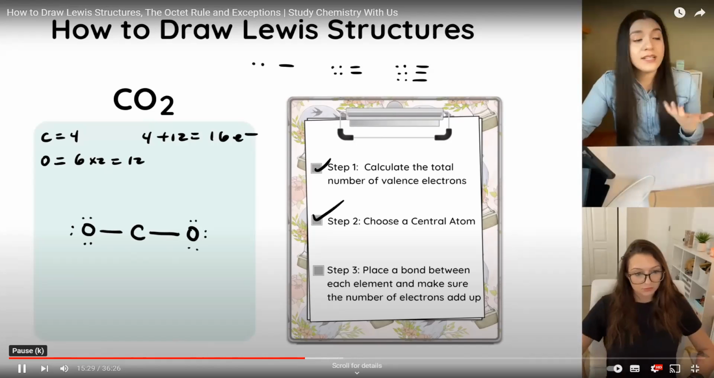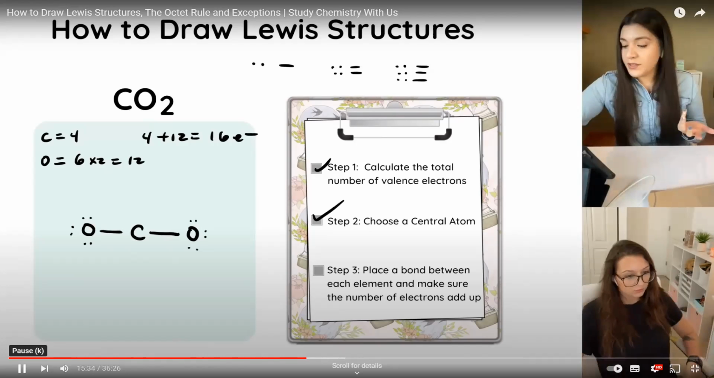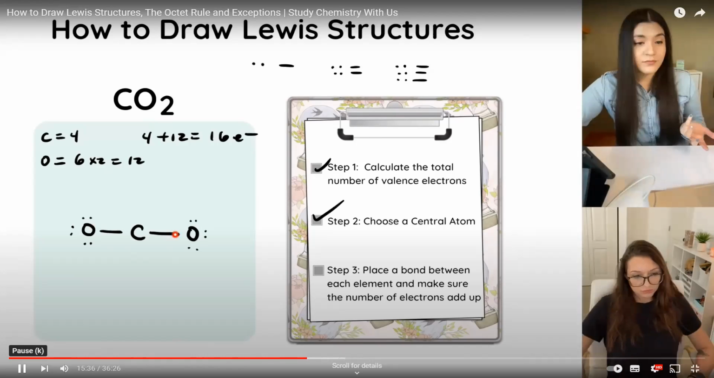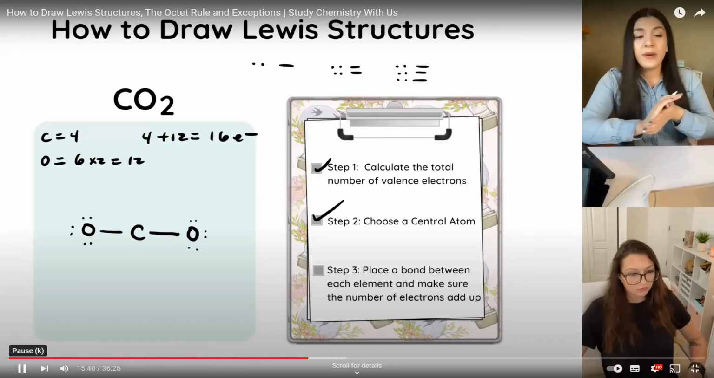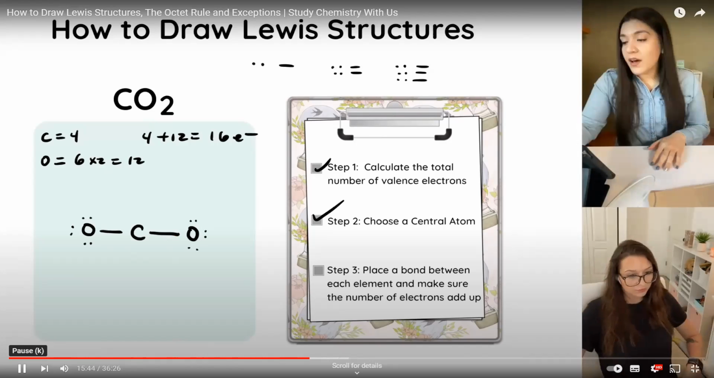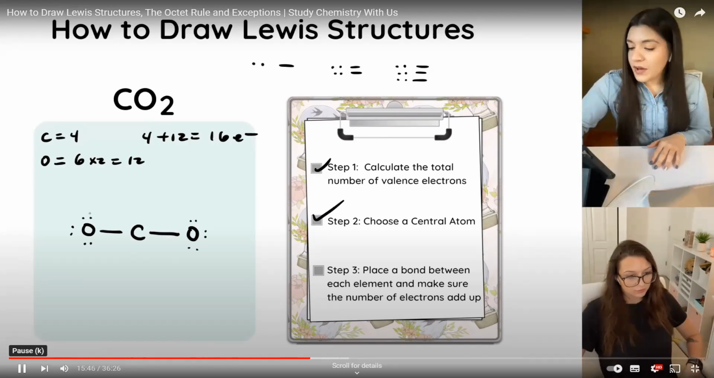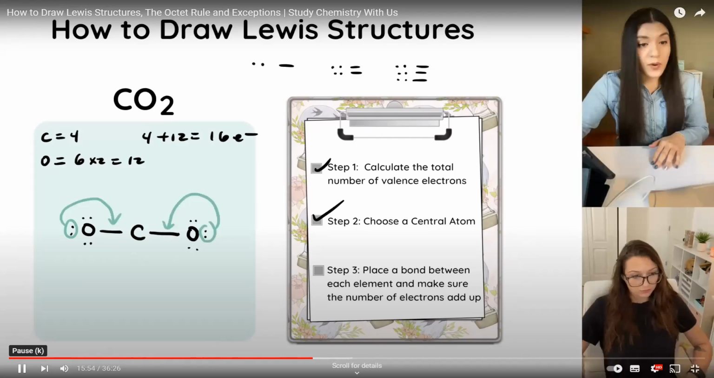So it doesn't have 8 valence electrons surrounding it. So far, there's only 1, 2, 3, and 4. So what we have to do is form a larger bond, or a double bond. So how we do that is by actually moving electrons to then give us that double bond.